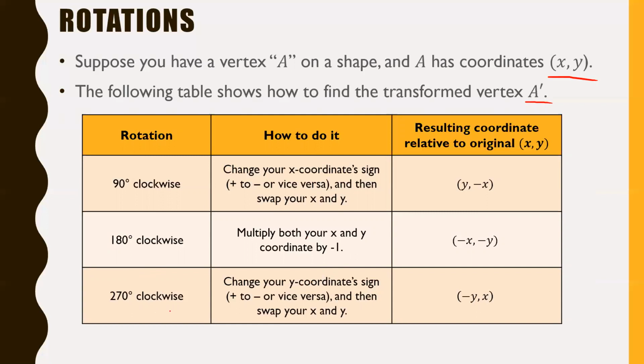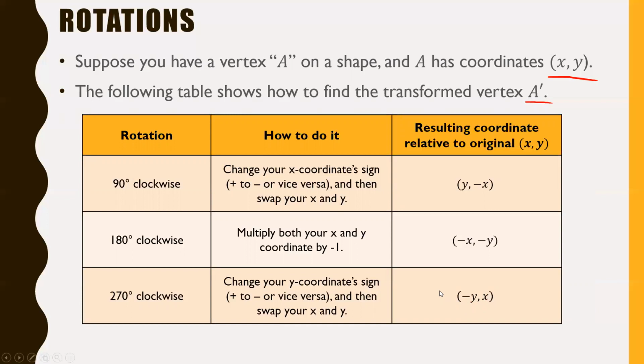Now, a 270-degree clockwise rotation is very much like the 90-degree one, except you're changing your y coordinate sign, so make it positive or negative depending on what you had in the first place, and then swap your x and your y again. So your resulting coordinate this time, your new x coordinate will be -y, and your new y coordinate will be positive x, or just the plain old x you started with.